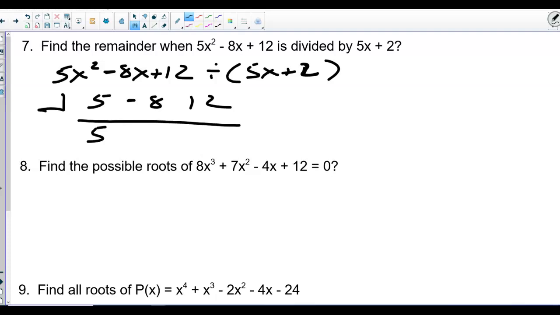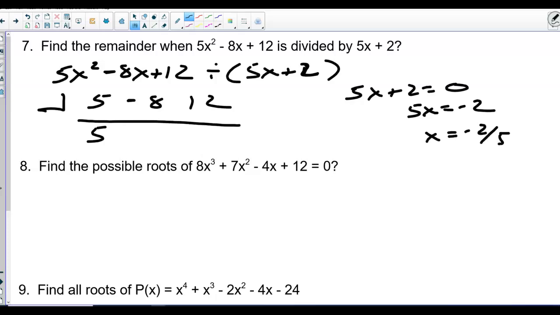Now the number that goes in the box is whatever makes this equal to 0. When there was no coefficient, we just change the sign and put the number in. If it's something like x minus 3, we just put a 3 in here. Here, if you're not sure, set it equal to 0. So negative 2/5 goes in the box.